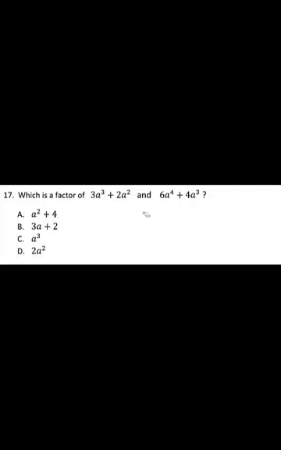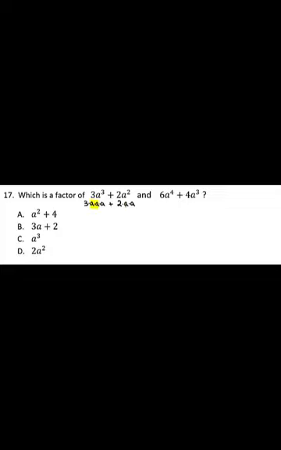Which is a factor of 3a to the third plus 2a squared and 6a to the fourth plus 4a to the third. So we have to factor each one of the expressions and find the factor that is common on both. So one way of doing this is by understanding what 3a to the third power means. That means 3 times a times a times a, and 2a to the second power means 2 times a times a. And then we can see what they have in common.